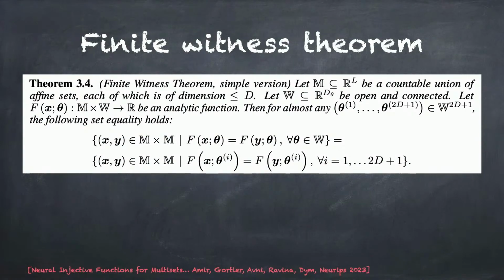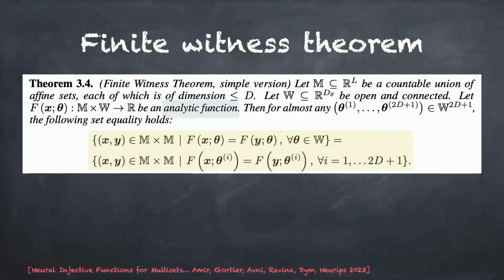So this is what it looks like. This is the statement itself. If we ignore the conditions, you're saying that equality for all parameters is equivalent to equality with some finite number of parameters. And this needs some assumptions.